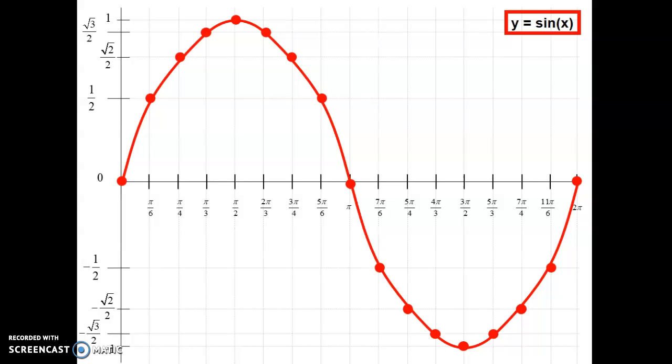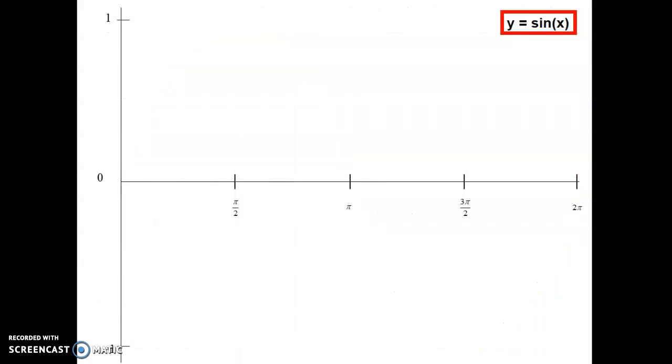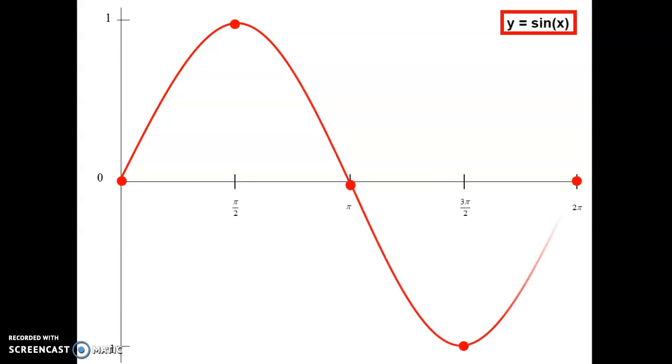So we've distilled it, just like with cosine, to 5 points. We have (0, 0), (pi over 2, 1), (pi, 0), (3 pi over 2, -1), and (2 pi, 0) again. And this is what it will look like. Okay, so we've made it much simpler in terms of the points that we use, but all those points are still found because they're on the unit circle.